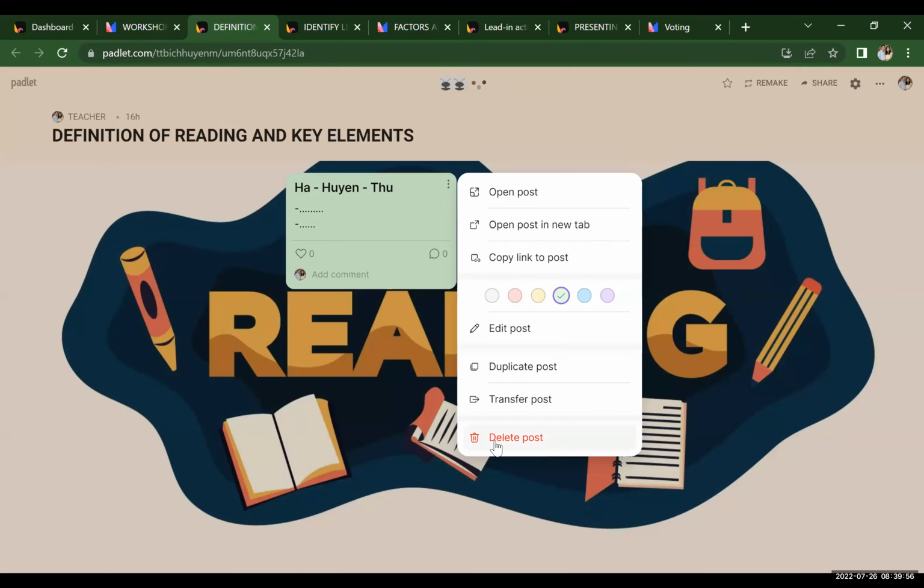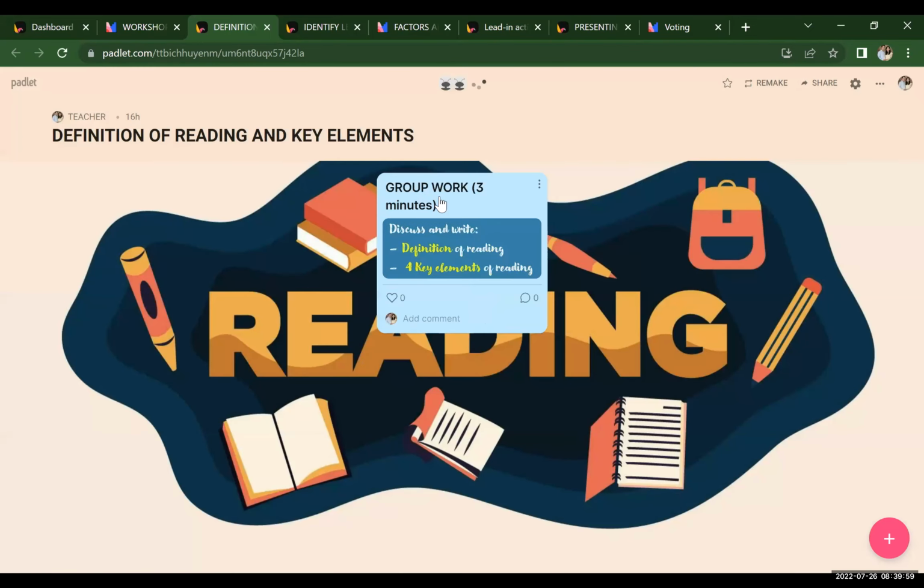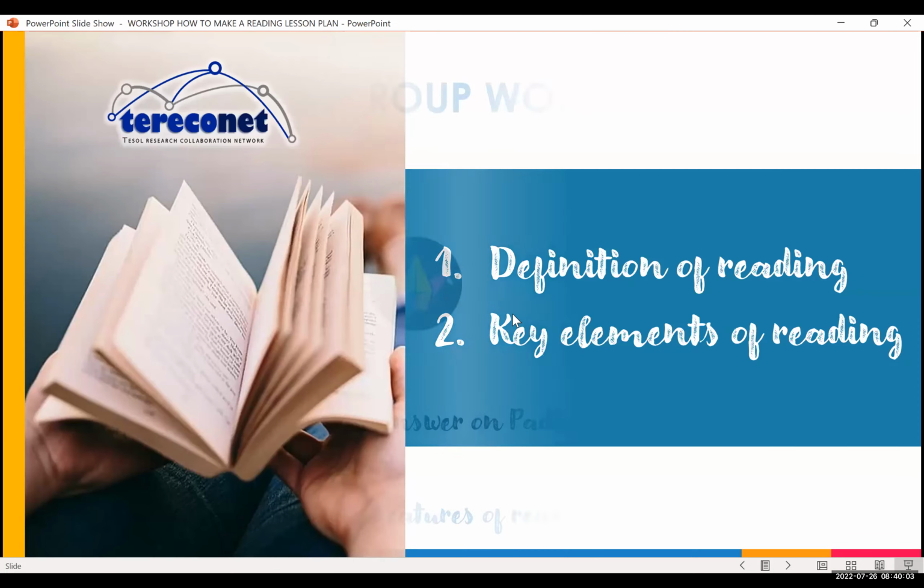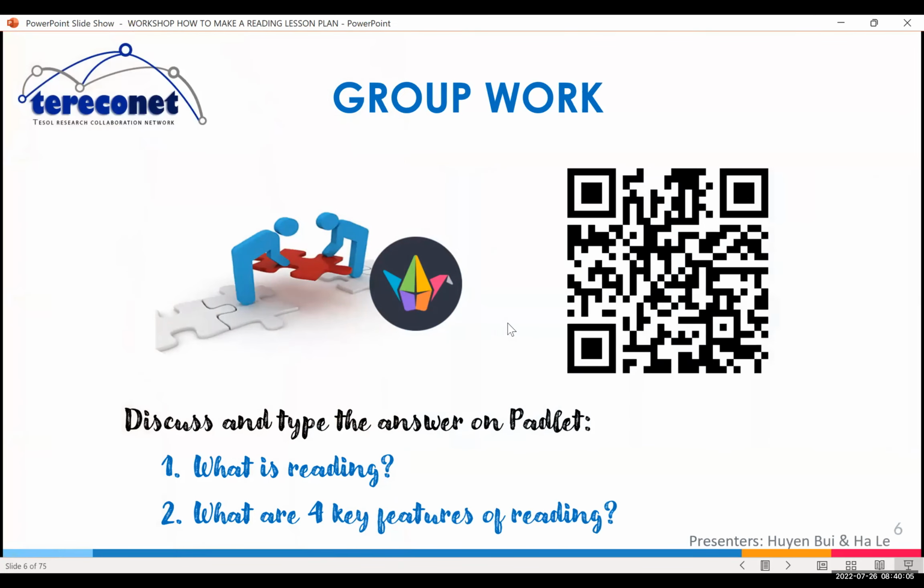So now I will delete the draft here and I will go back to our slide. Okay, just one person in the group help me to take notes. That person is considered the secretary and we have 3 minutes to discuss together. Now I'm going to invite you to the breakout room. So I think we should go to 8.